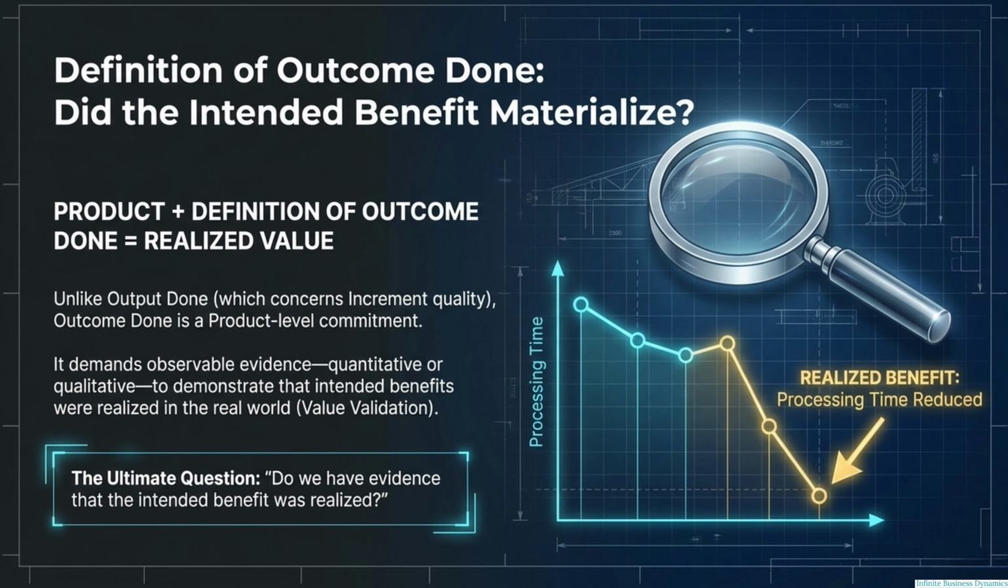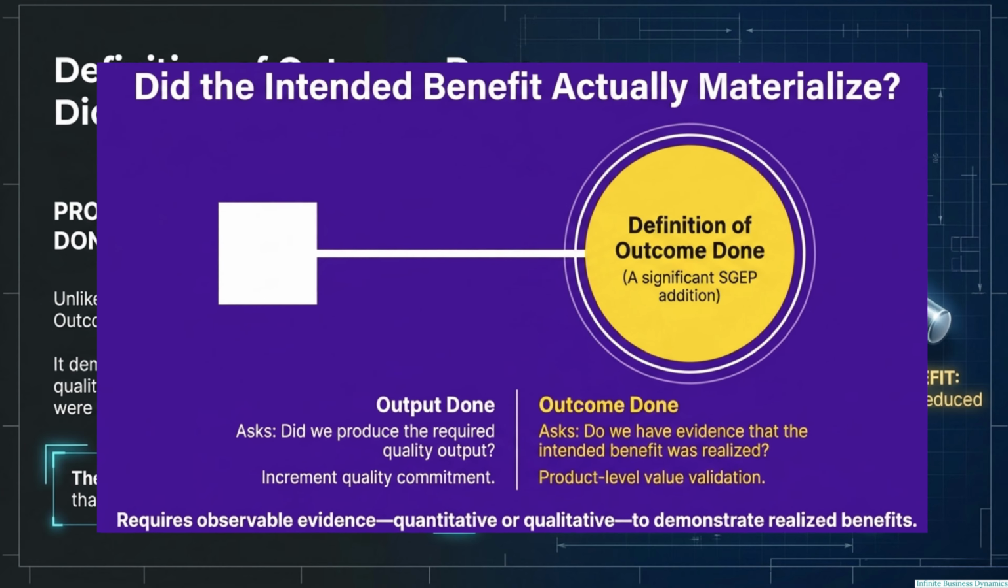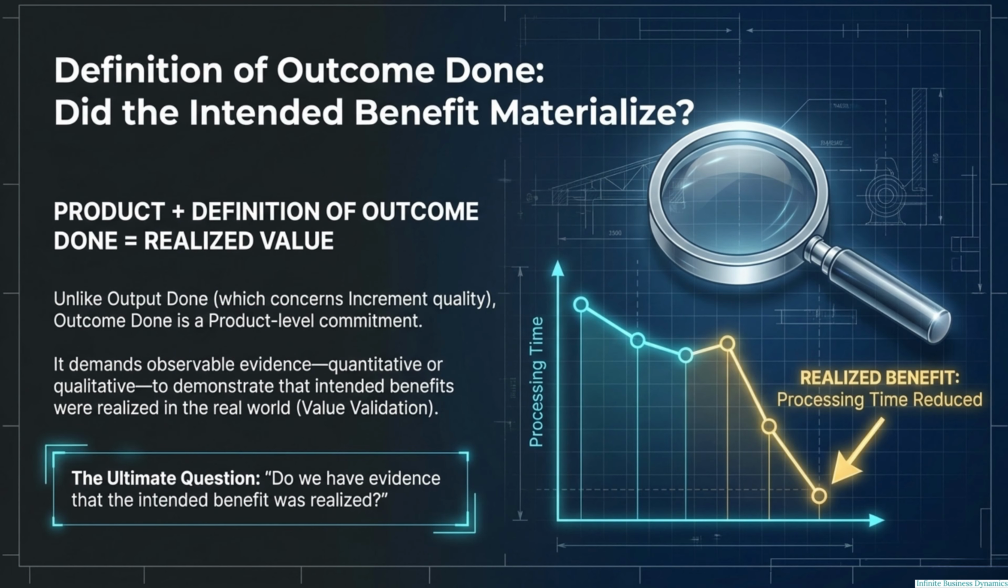So, this definition of outcome done, it's all about realizing value. The ultimate question we're asking is, do we have evidence that the intended benefit was realized? It demands observable, real-world evidence, like tracking a processing time metric to ensure it actually drops, to definitively prove that value materialized. Without that hard evidence, let's be honest, we're just guessing.